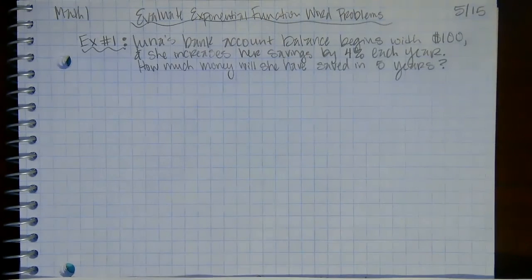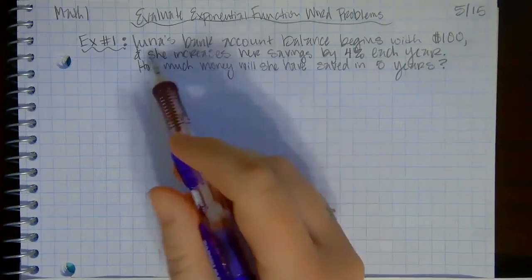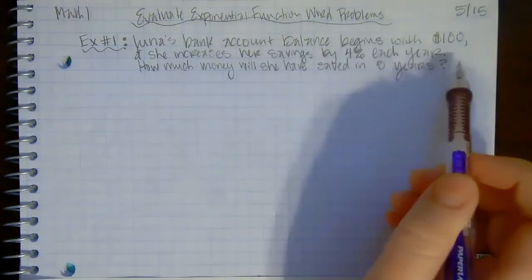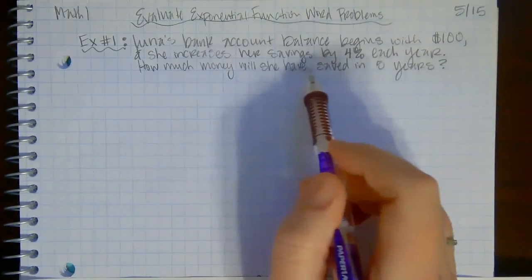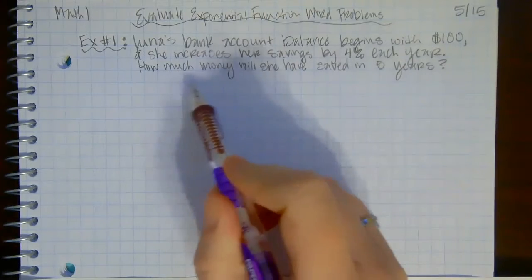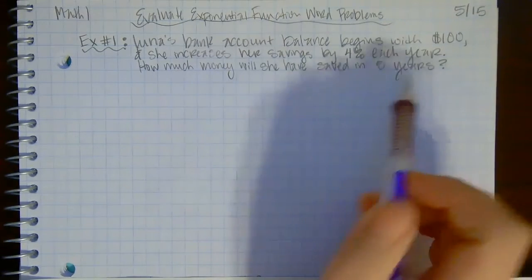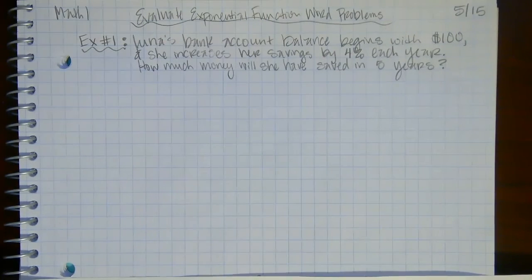So first things first, we'll read through the question. It says, Luna's bank account balance begins with $100, and she increases her savings by 4% each year. How much money will she have saved in 5 years? So let's go back and look for our important information.